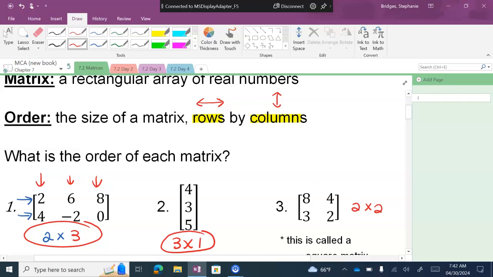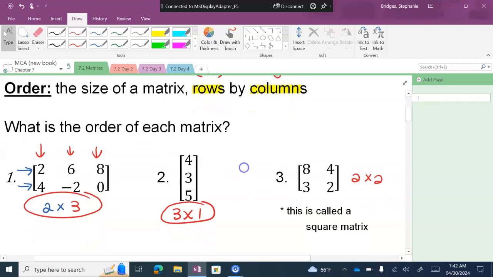Anytime the number of rows and the number of columns is the same, what we call that is a square matrix. Okay, anytime you have the same number of rows and the same number of columns, a 2 by 2, a 3 by 3, a 4 by 4, those will be called square matrices because the number of rows and the number of columns is the same. That might be a question on your quiz too.